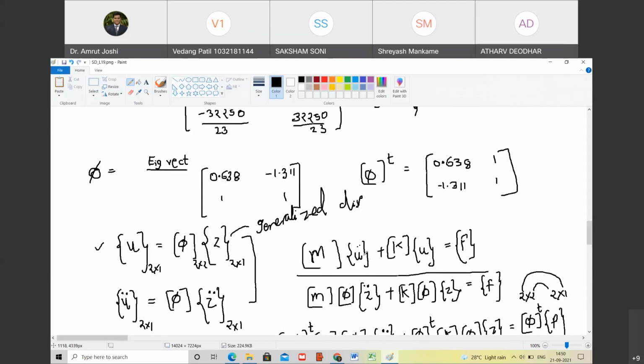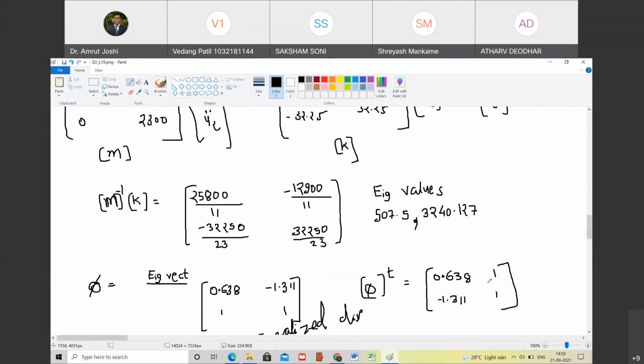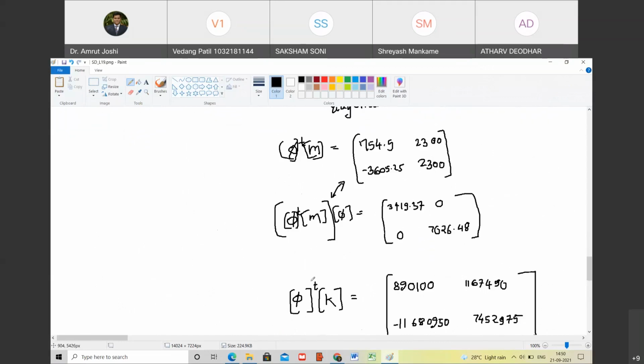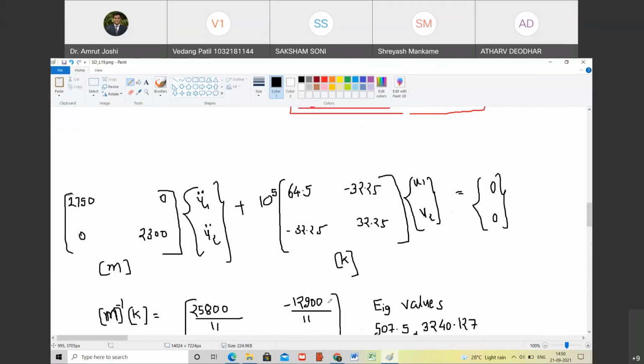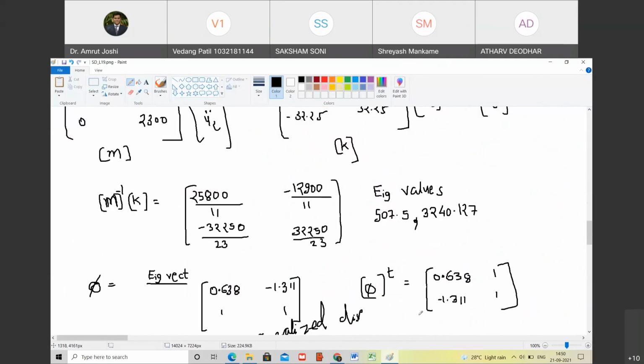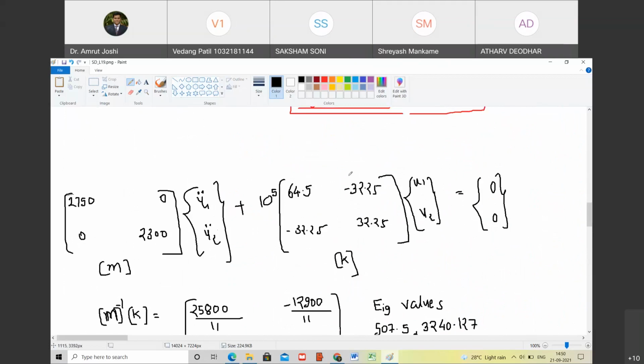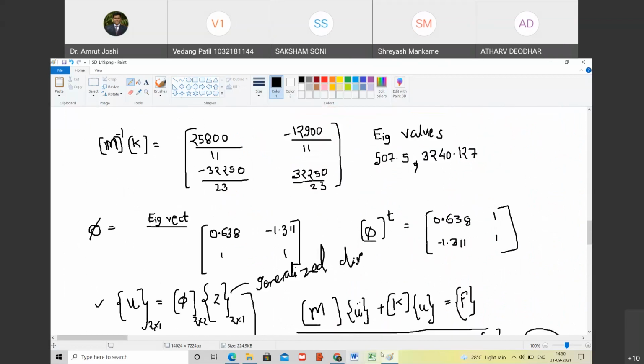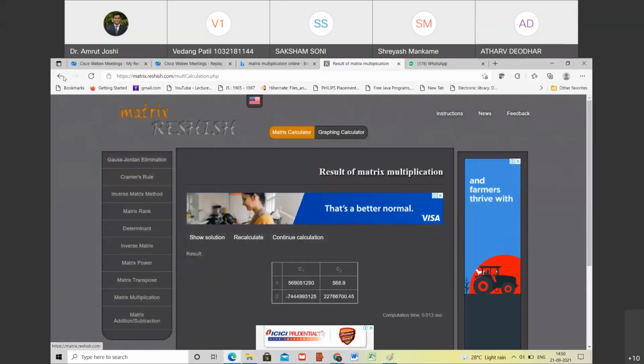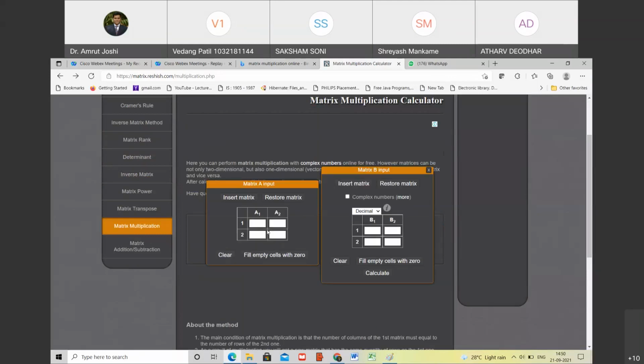Okay. So did you tell me phi transpose in the first case, or did you tell me phi when we multiplied this? We did phi transpose K, right? Yes, yes, phi transpose. We will have to calculate once again. So take this value of K. Let us cross verify. Okay. Tell me phi transpose.